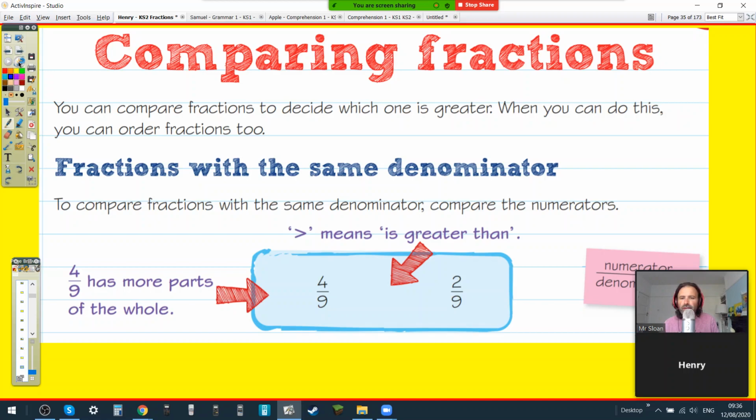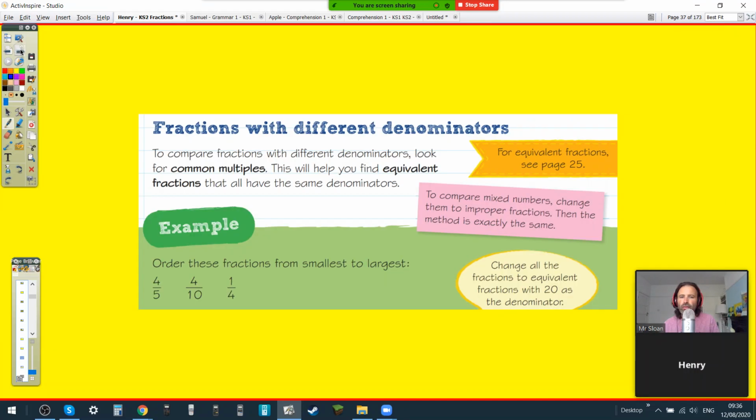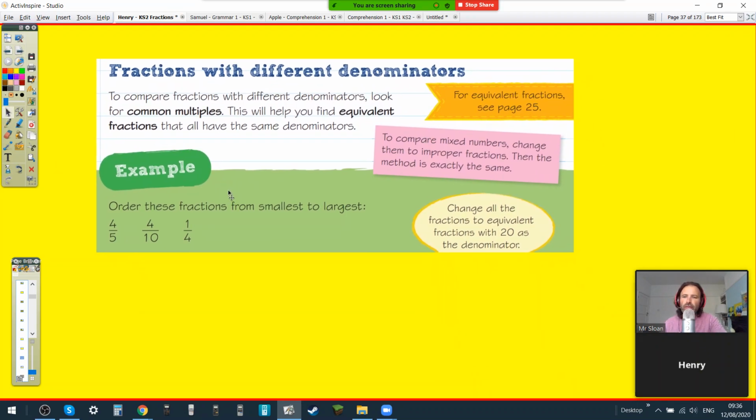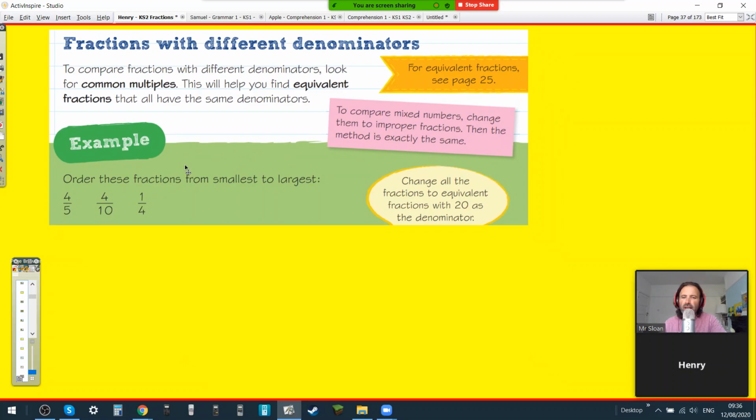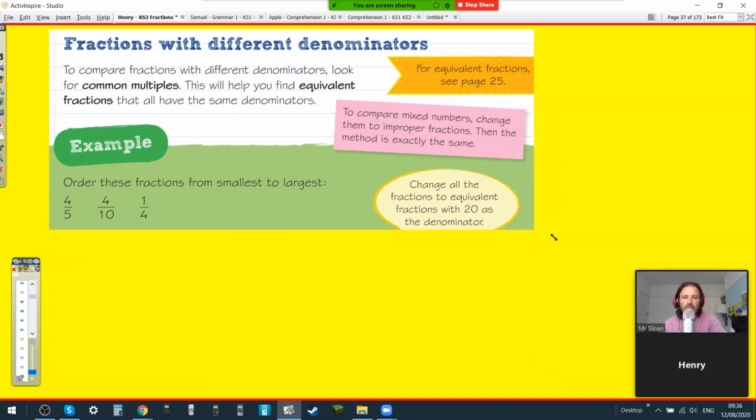Comparing fractions. So you have to say, is it greater than or less than, 4/9, 2/9? 4/9 is greater than 2/9. That's it. So here you've got three. You have to order them from smallest to biggest. Any idea how you do this one?